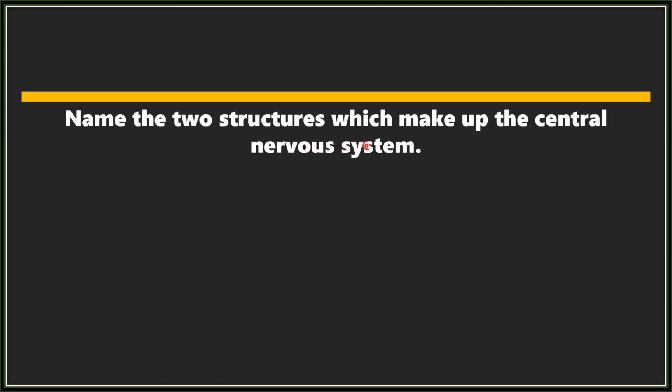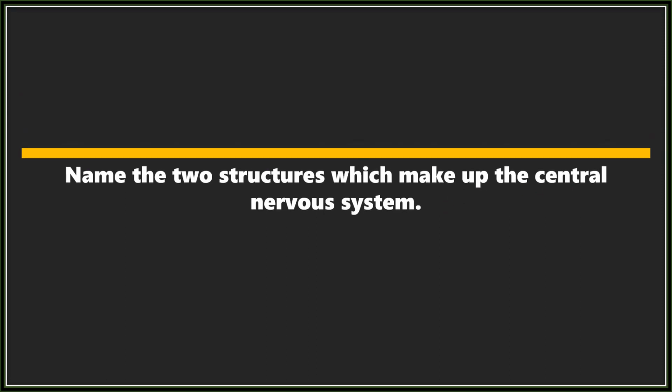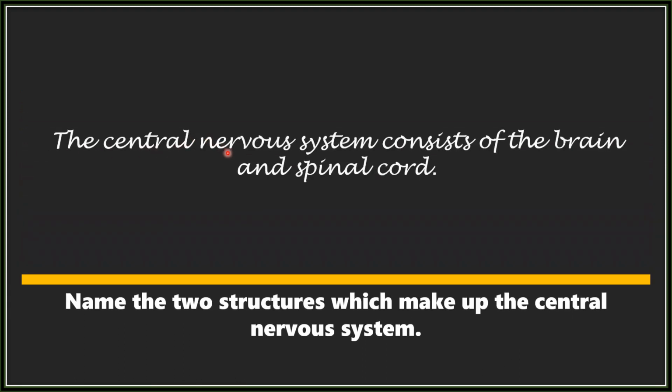Name the two structures which make up the central nervous system. The central nervous system consists of the brain and the spinal cord.